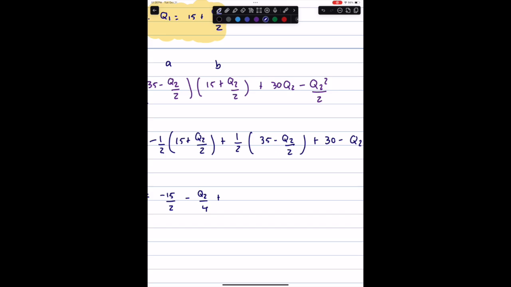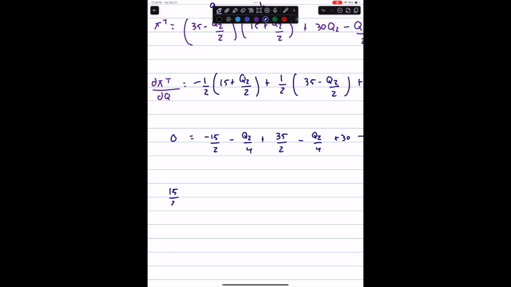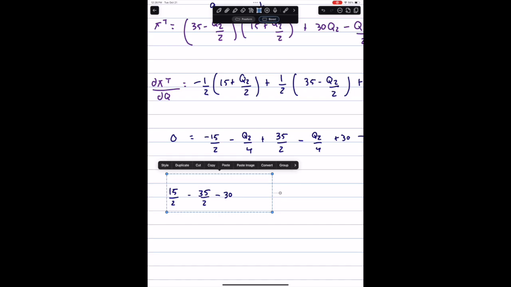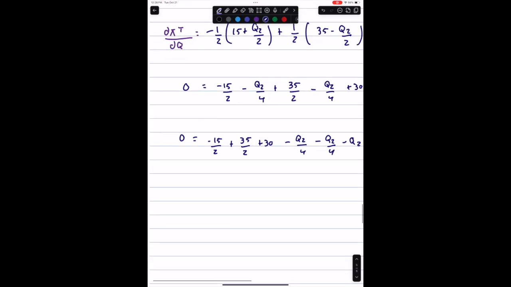2 times 2 is 4, plus 35 over 2 minus another q2 over 4 plus 30 minus q2, right? We're going to get 15 over 2 minus 35 over 2 minus 30. Actually, let me do this the other way. I don't want to get confused with the negatives. We're going to go 0 is equal to negative 15 over 2 plus 35 over 2 plus 30 minus q2 over 4 minus q2 over 4 minus q2, right?